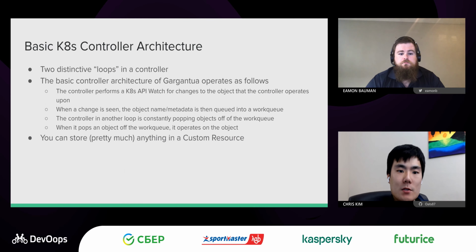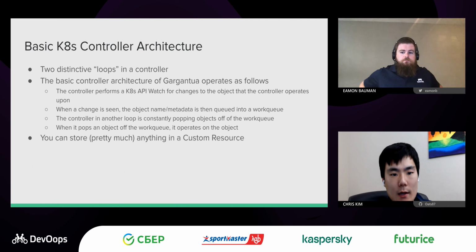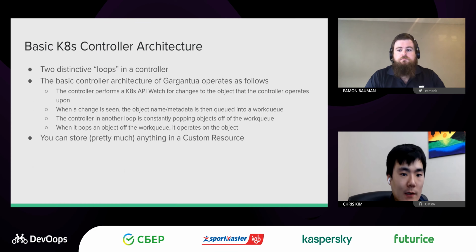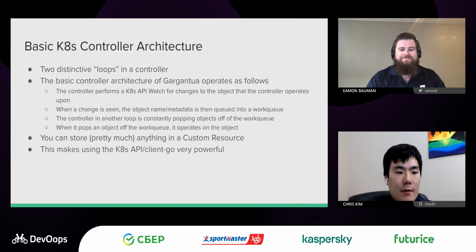Now, keep in mind what I mentioned earlier, which is that you can store pretty much any data in a custom resource. Whether you should do this or not is a completely different discussion, but you can do it, which is what we're doing in HobbyFarm. This makes the Kubernetes API and client-go very, very powerful, especially when you're trying to build desired state machines and so forth, and also when you work at Rancher and are primarily a Kubernetes engineer.